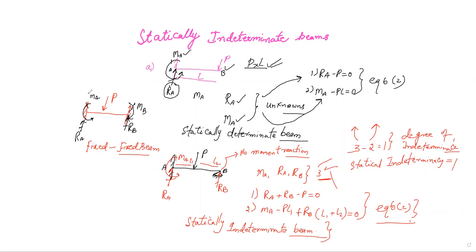Now, how many unknowns do we have? We have one, two, three, and four unknowns. Again, we'll have two equilibrium equations. Four unknowns minus two equilibrium equations. We say this beam is statically indeterminate of second degree. There is statical indeterminacy of degree two in this case.